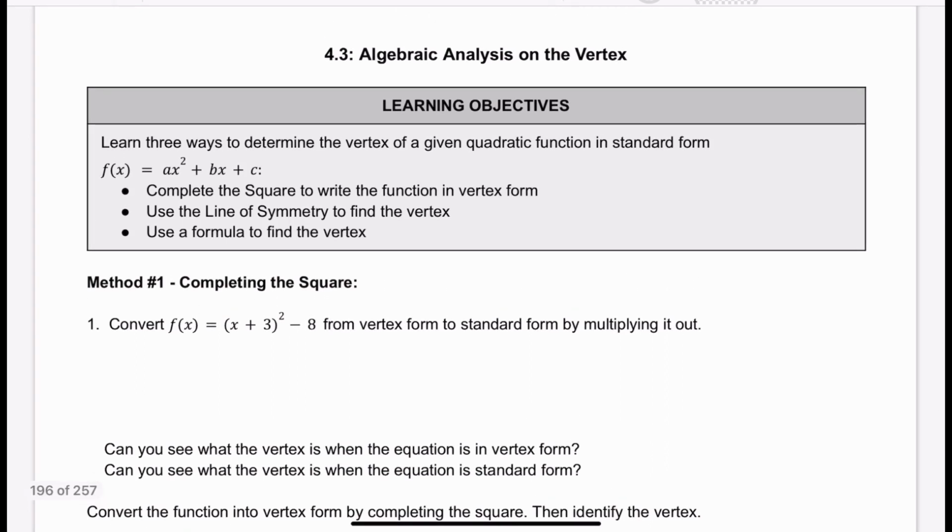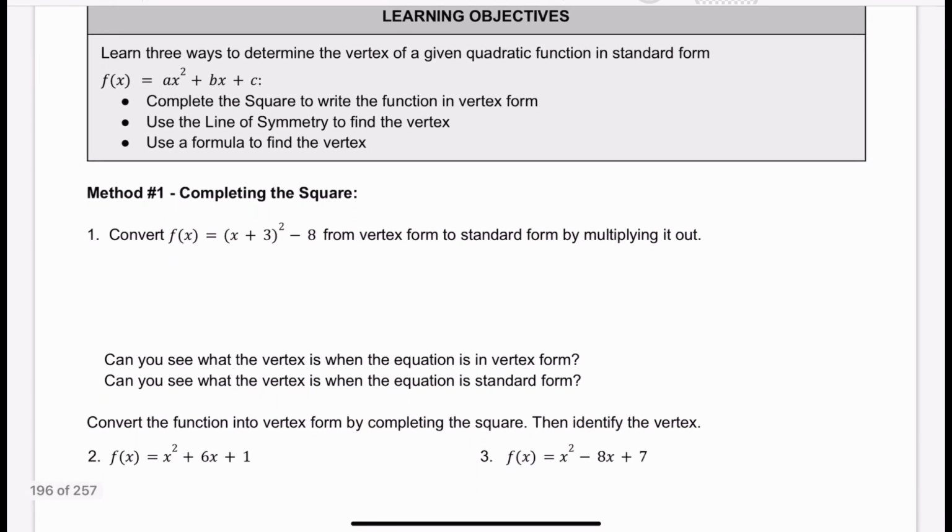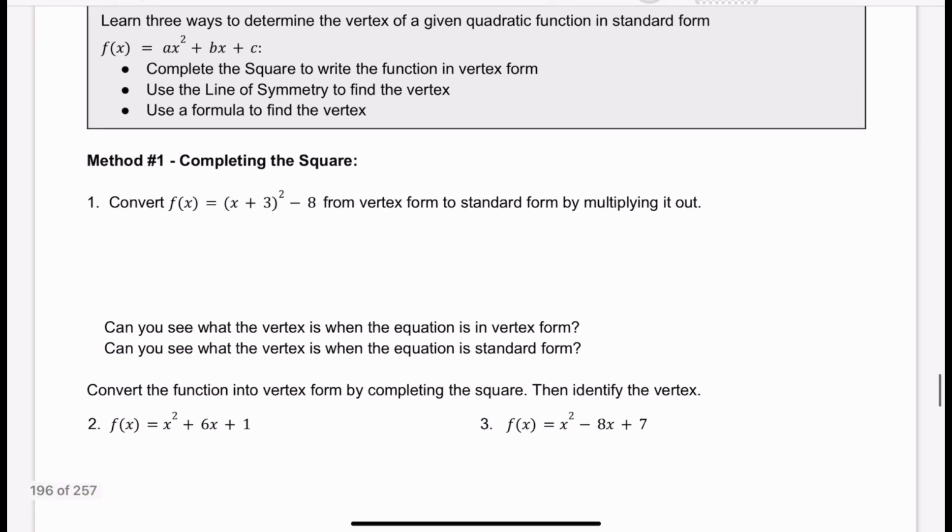We're looking at 4.3 algebraic analysis on the vertex. Our first method is we're going to get it in vertex form by completing the square. So this right here is in vertex form. It's very easy to find where the vertex is. So we are going to change this from vertex form to standard form by multiplying it out.